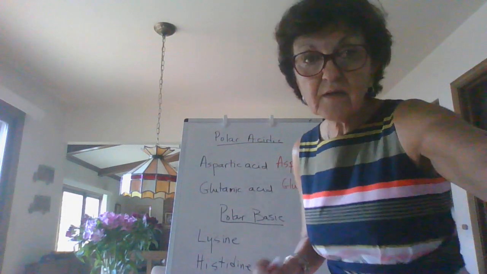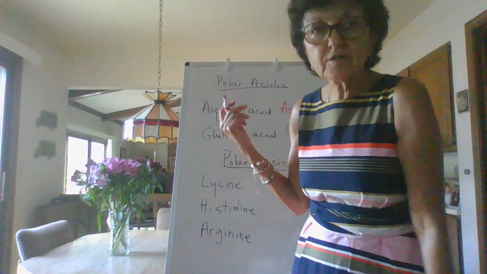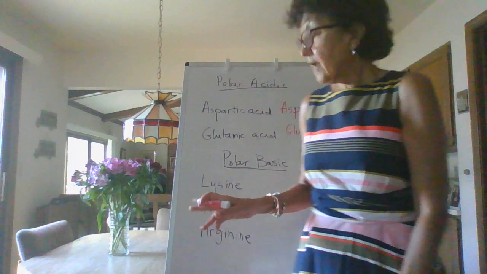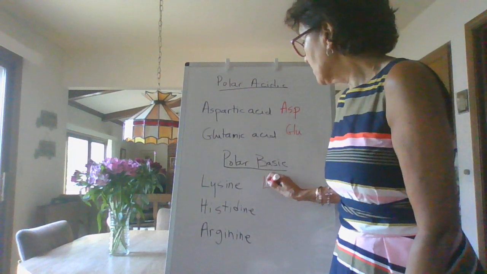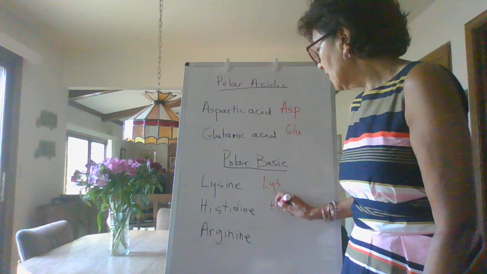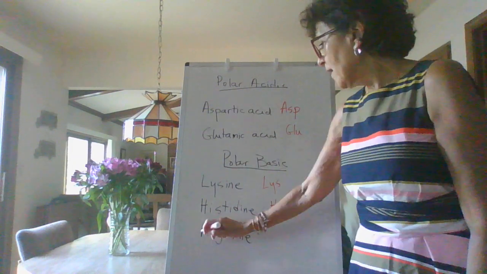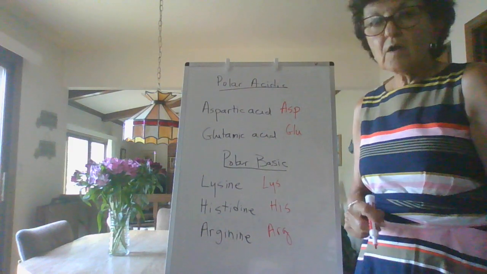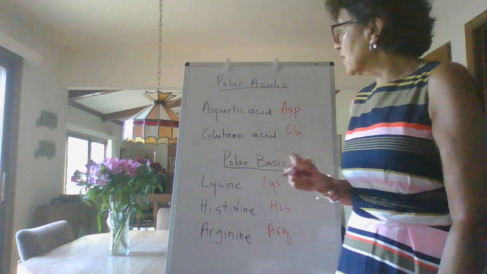The polar basic, there are 3 of them. So polar acidic, there are only 2 of them. Polar basic, there are 3 of them. Lysine, LYS. Histidine, HIS. And arginine, ARG. All right, so let me tell you a little bit about a couple of these.